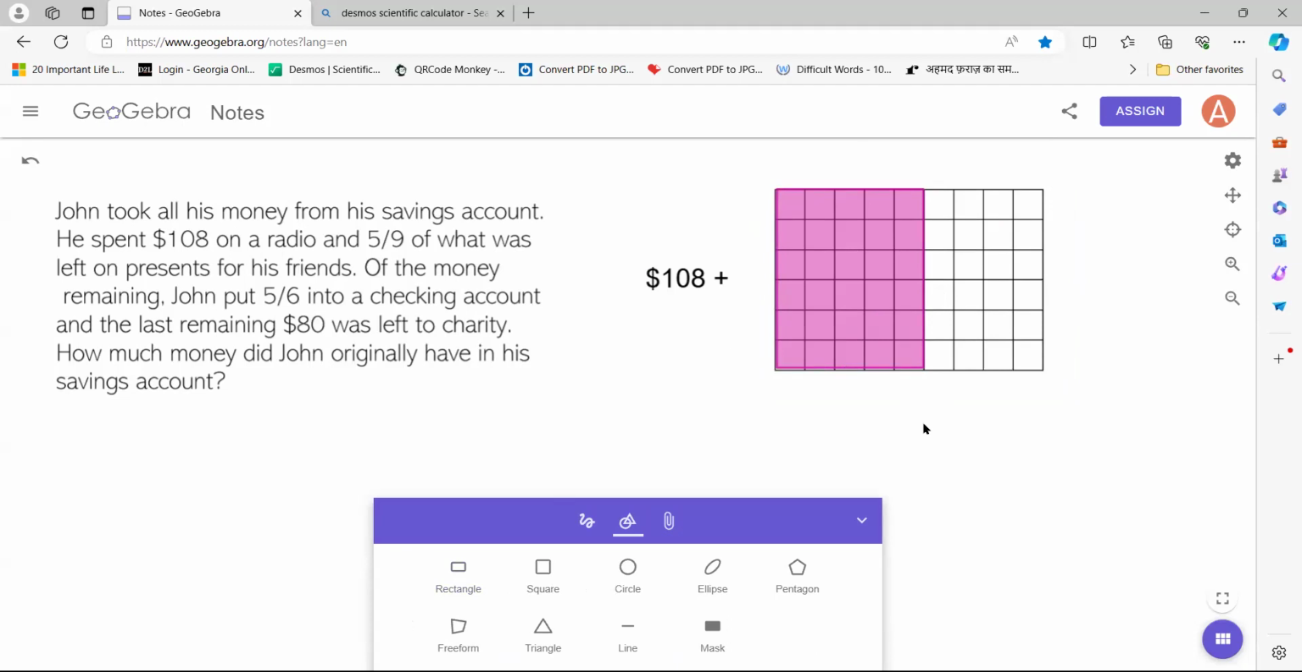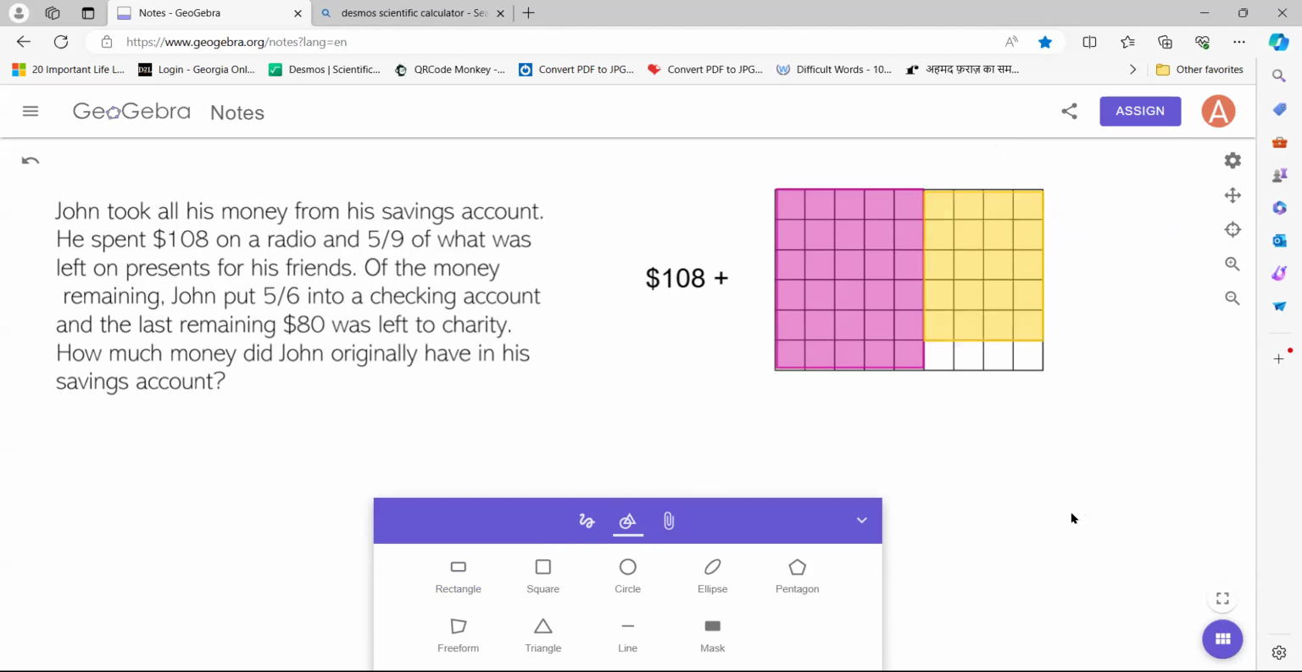Then what happened? Of the money remaining, so we're talking about the white parts, out of the white portions, he put 5/6 in a checking account. So let's try to shade that yellow. This is 1/6, 2, 3, 4, 5. This much went to his checking account. Yellow.